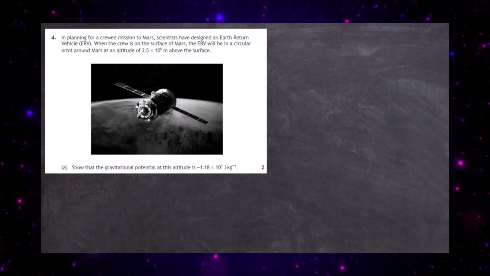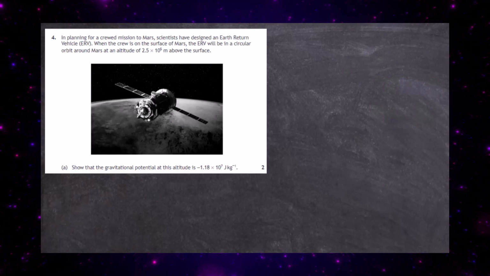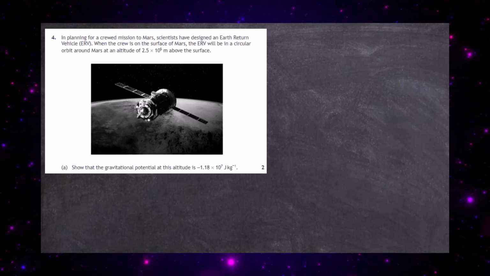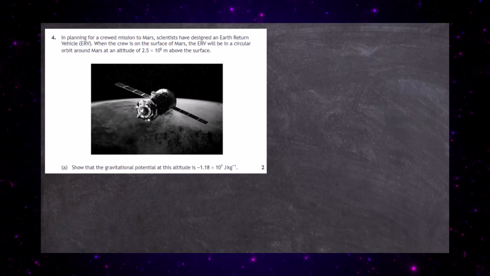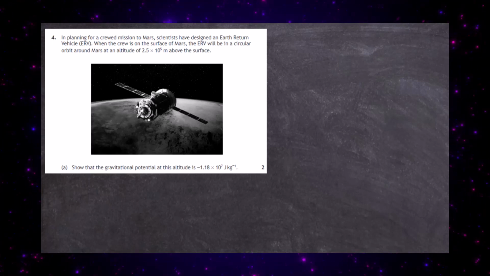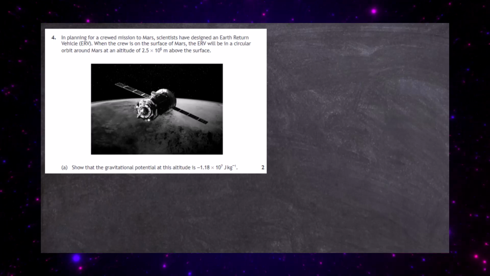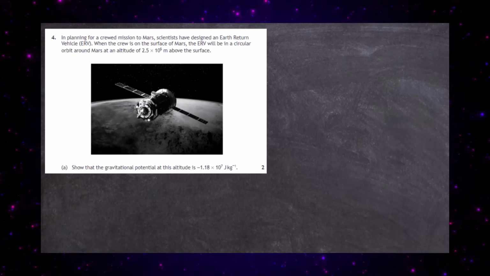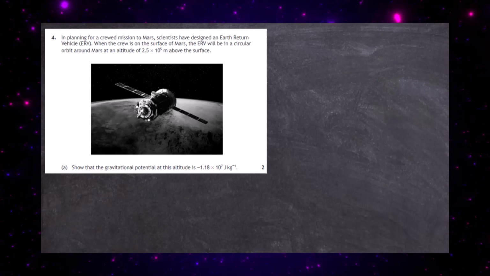Question 4 from the 2023 Advanced Higher Physics Examination from the SQA. In planning for a crewed mission to Mars, scientists have designed an Earth return vehicle, given the initials ERV. When the crew is on the surface of Mars, the ERV will be in a circular orbit around Mars at an altitude of 2.5 times 10 to the power 5 metres above the surface.